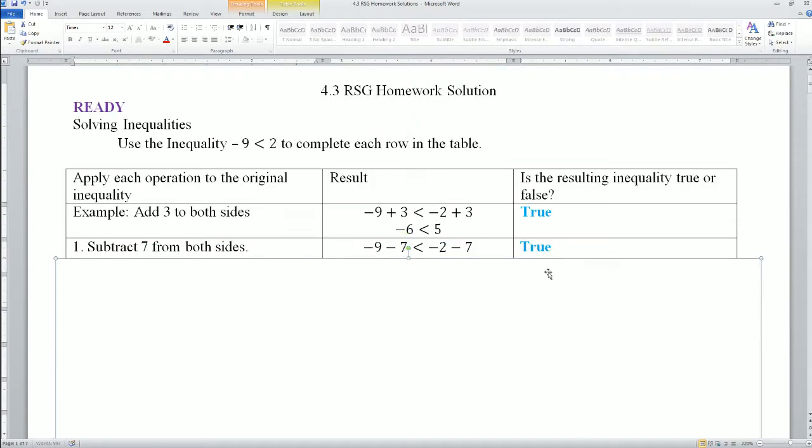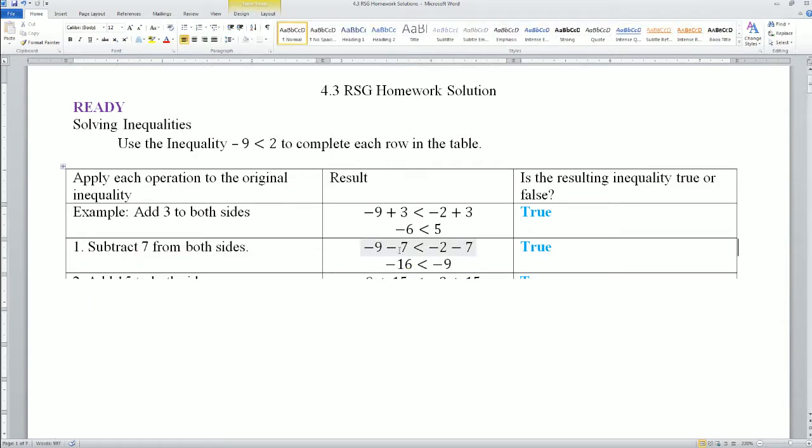Alright, next one. You're going to subtract 7 from both sides. -9 subtract 7, less than -2 subtract 7. You simplify that. It becomes -16 is less than -9. Is that true? Yes, -16 is less than -9. That's why it is true.